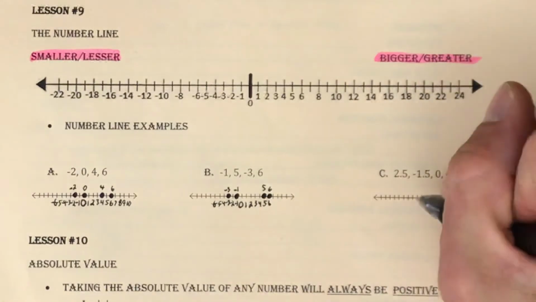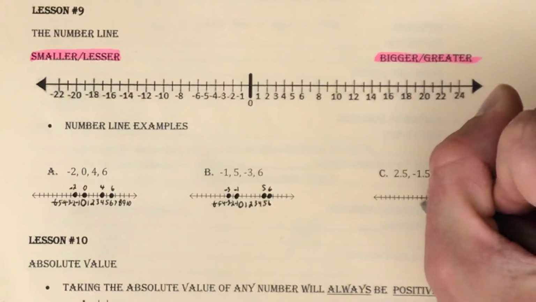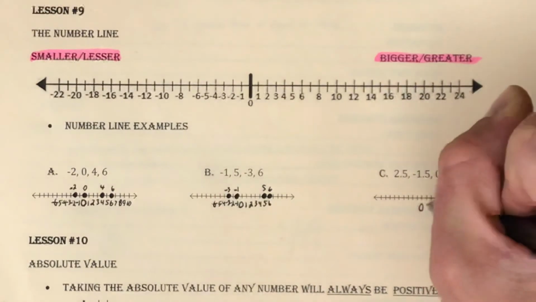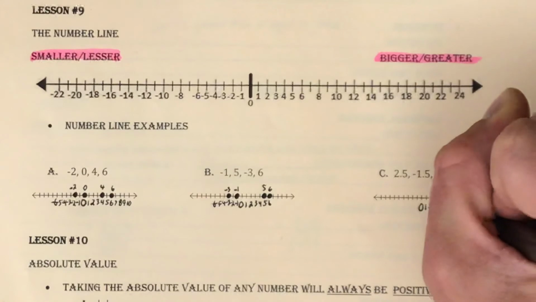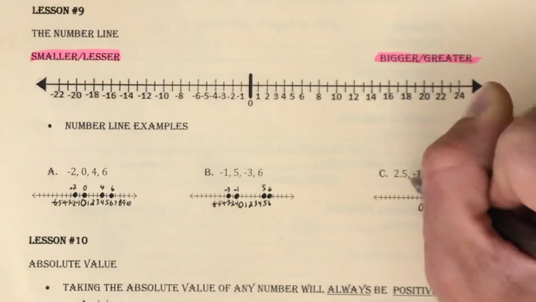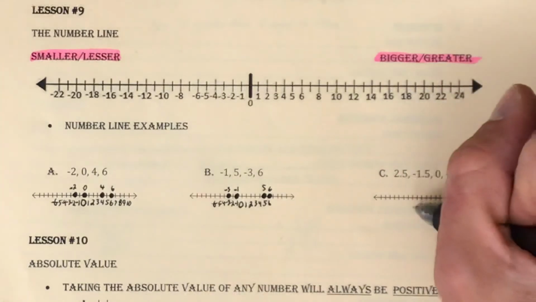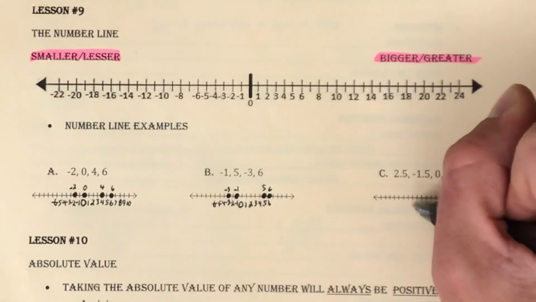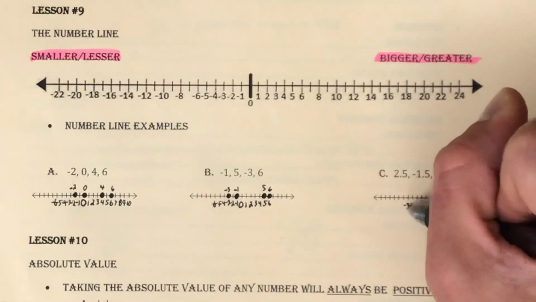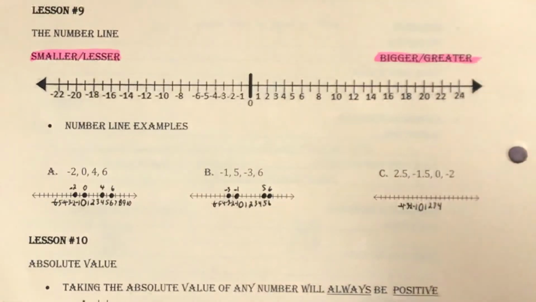So I'm going to start at 0 right here, and then I'm going to count 1, 2, 3, 4, and my biggest number was 2.5, so I think that's good enough moving to the right. And I'm going to do the same on the left, -1, -2, -3, -4. And my biggest number on the left was -2, so that should be good as well. So then I'm going to go in and I'm going to label these dots.